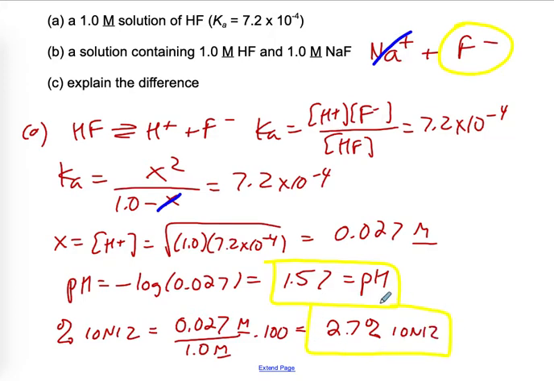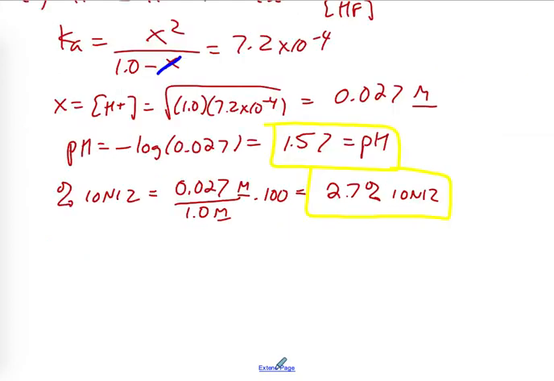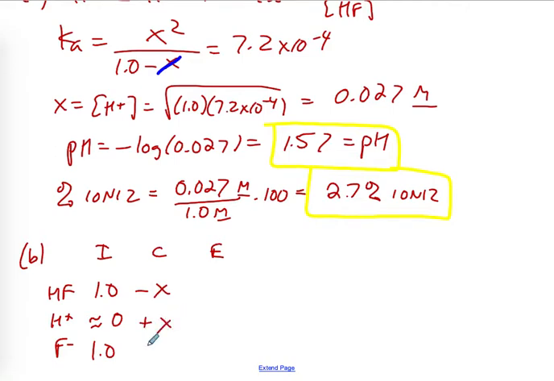So now, let's do the same calculation, except instead of having it occur in pure water, we'll have the ionization occur in a solution that already contains 1 molar concentration of the fluoride anion. Well, let's do the ICE table just for fun. My initial concentration of HF is 1. My initial concentration of the hydrogen ion is approximately 0. But now my initial concentration of fluoride ion is also 1 molar. Minus x, plus x, plus x: 1.0 minus x, x, 1.0 plus x.